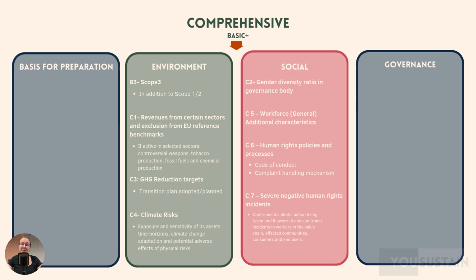Even if you are using the basic module, you can also report on scope 3. I do always recommend doing some of the easier disclosures here. And then revenues from certain sectors and exclusions from EU reference benchmarks need to be reported on. Greenhouse gas reduction targets doesn't necessarily mean that you have a greenhouse gas reduction target already, but essentially you need to report on, is there a plan in place to get one, and if you have adopted a transition plan. And then climate risk also comes in here.